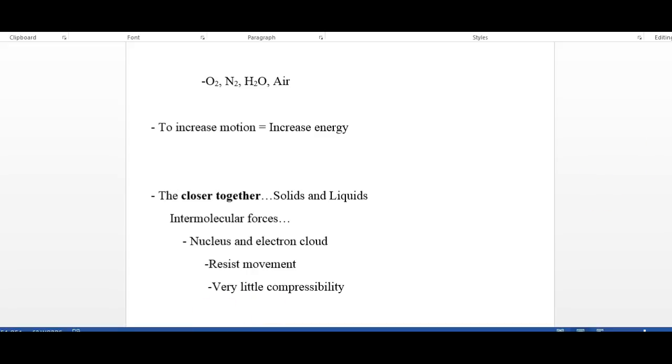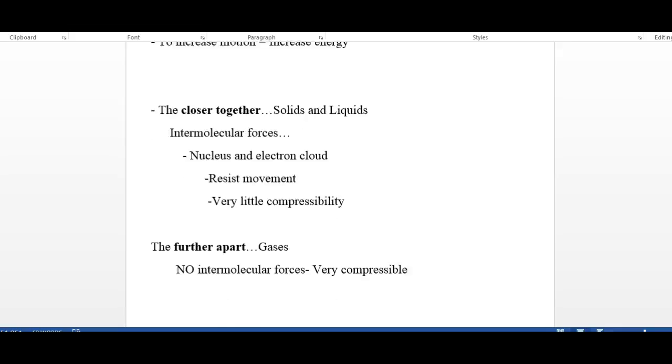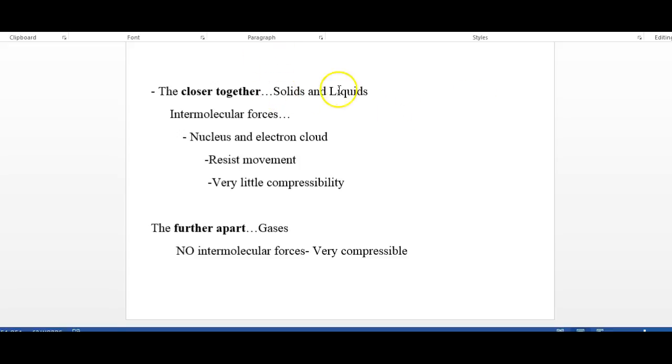Okay, so if we are going to look at these states, the phases, and really describe them, solids and liquids are not that different. They're closer together. What's holding them closer together are those intermolecular forces. The two main forces we think of are the nucleus and the electron cloud. They have attractions. The nucleus would be positive, the electron cloud is negative, and those opposites attracting can hold molecules together. But there's also another one called hydrogen bonds. So we'll make this red.